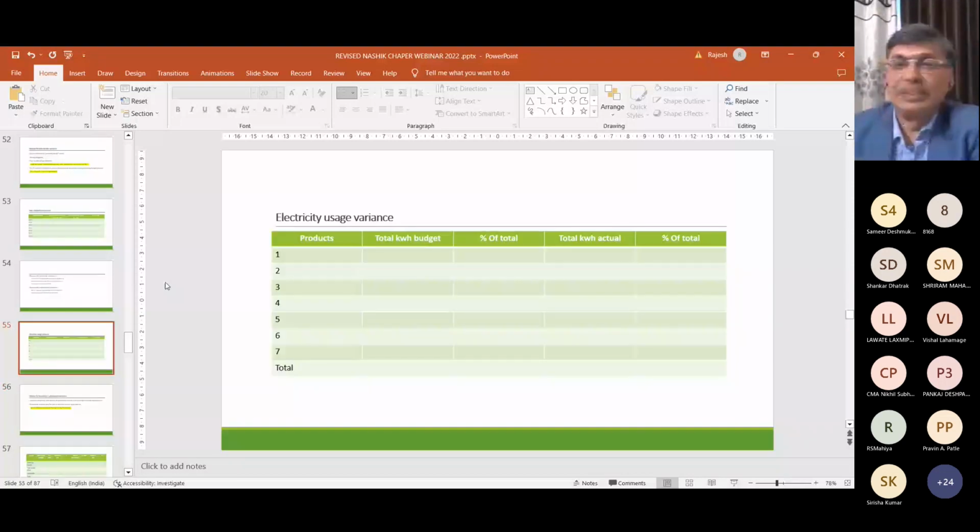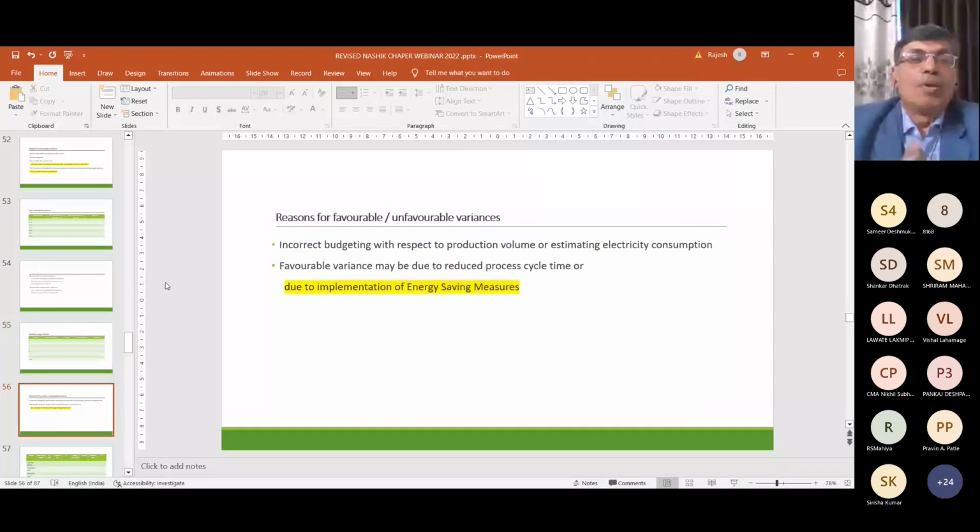Now, the electricity usage budget. So, the total quantity for each product is laid down. Now, what is the total quantity as per budget and what is the total quantity as per actual? Reasons for favorable and unfavorable variances. Favorable variances may be due to energy efficiency measures which were not factored in at the time of preparation of the budget.